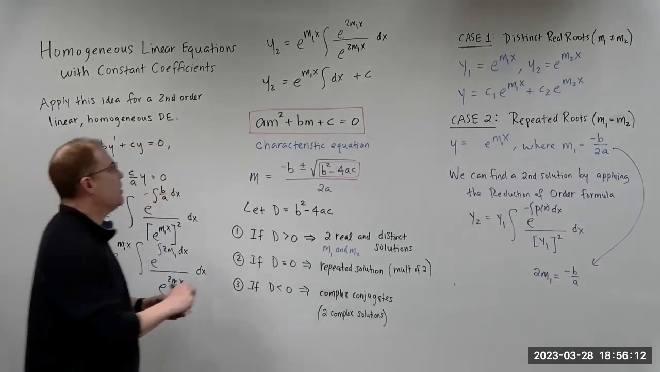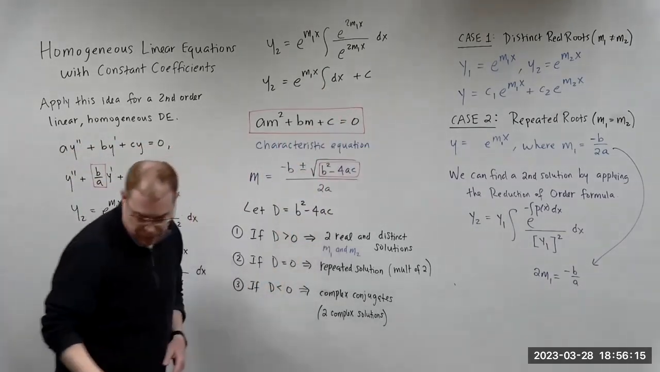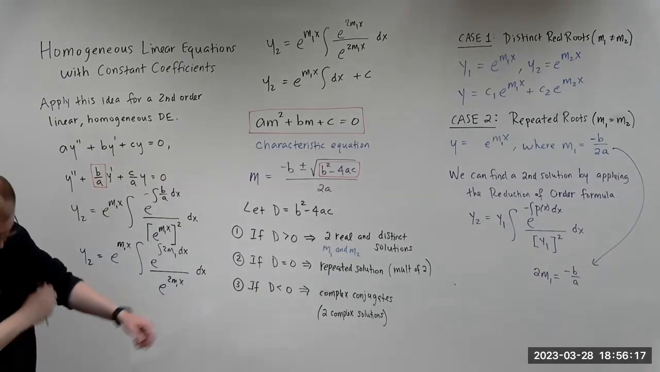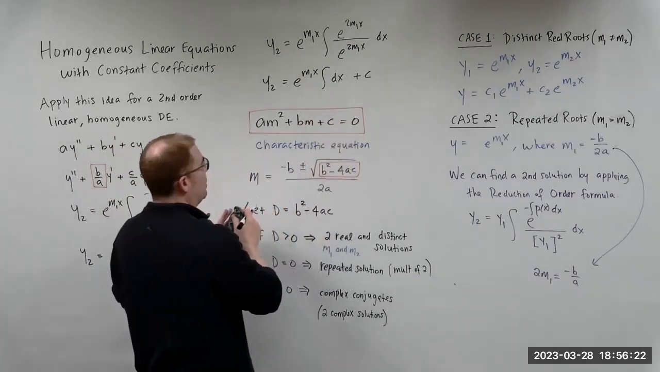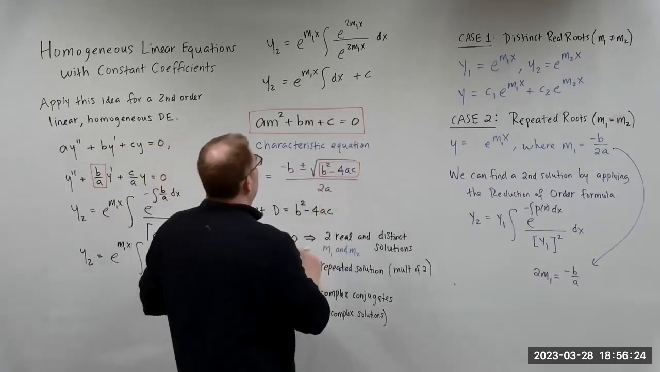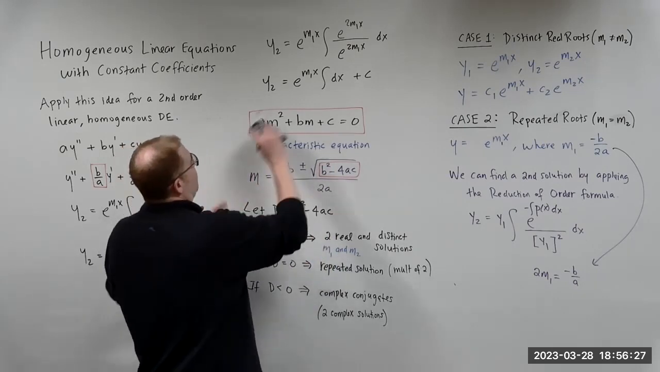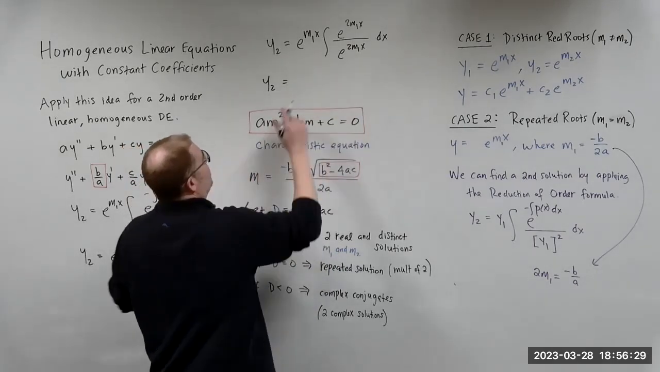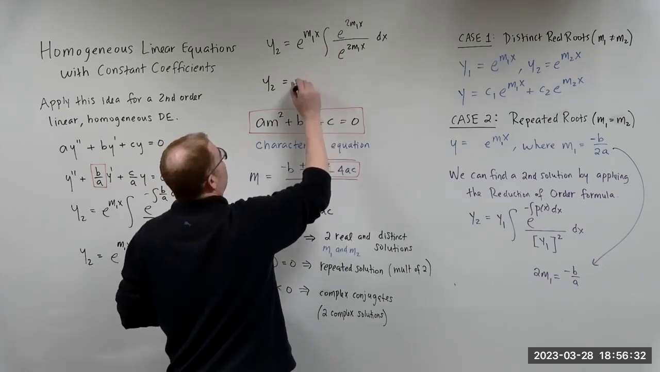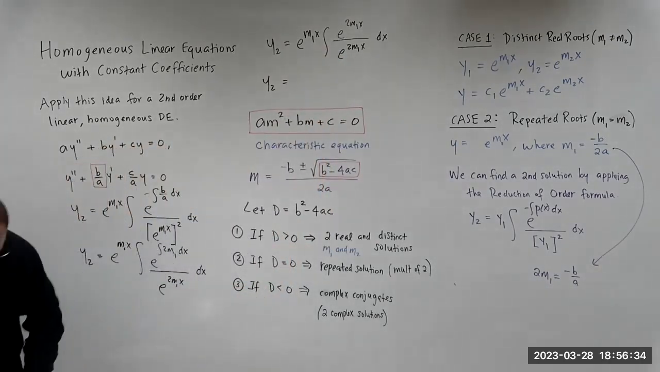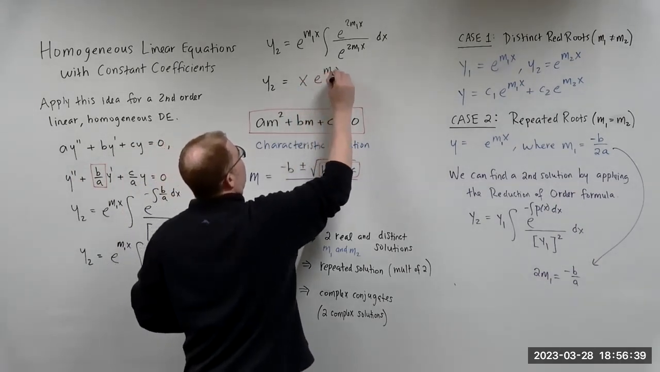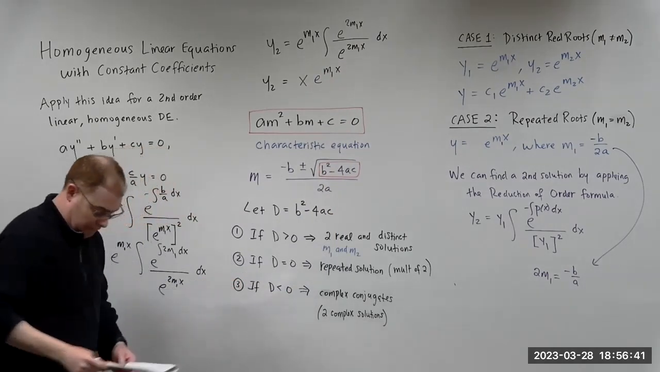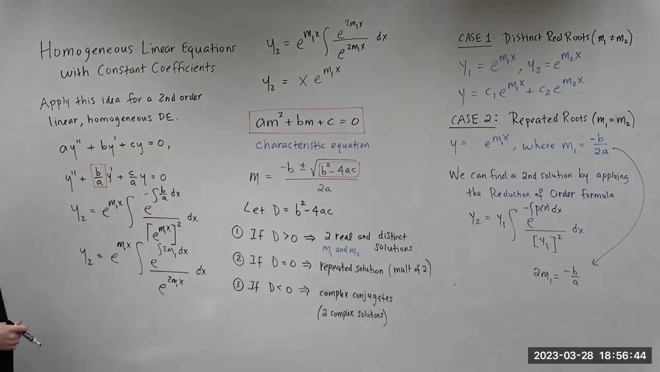And so this is going to turn into x times e, so we have c1. Going to the next line here, I'm going to go ahead and erase this part. This is just going to be, so we get x here. So we have x times e to the m1x. So that gives us our second solution.